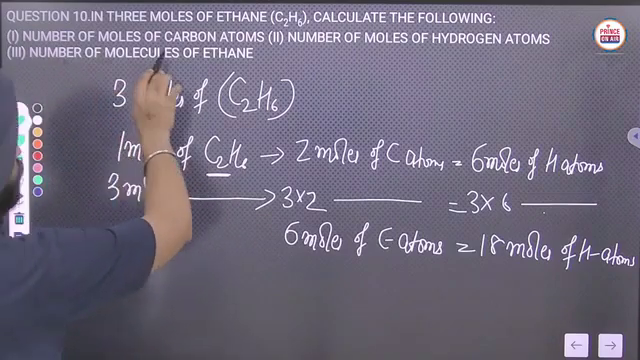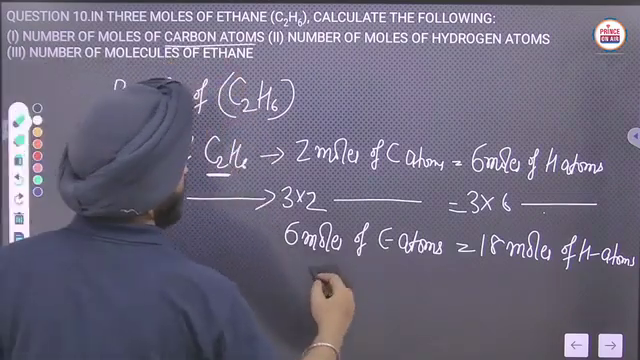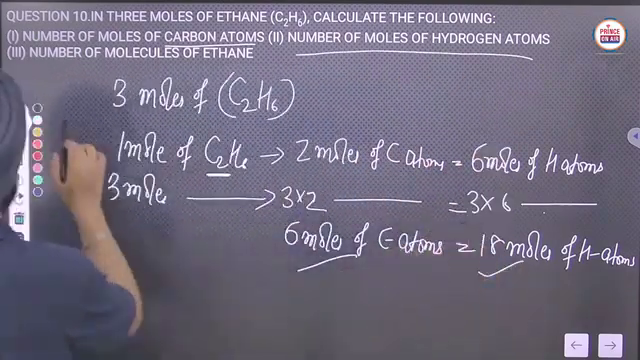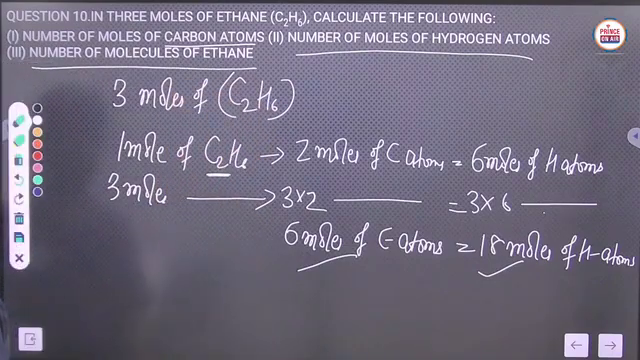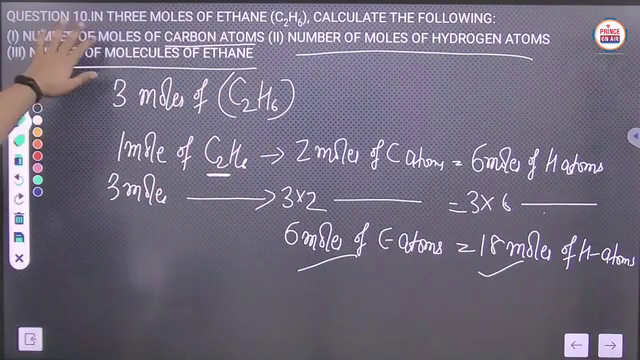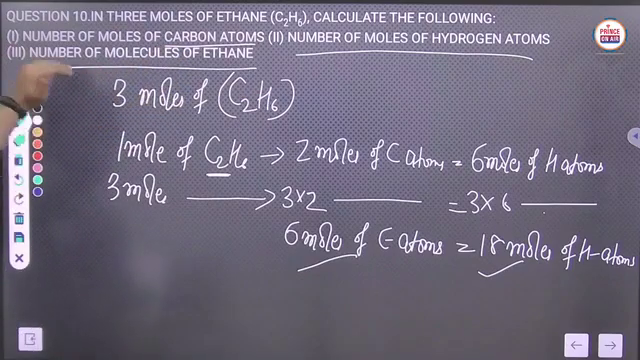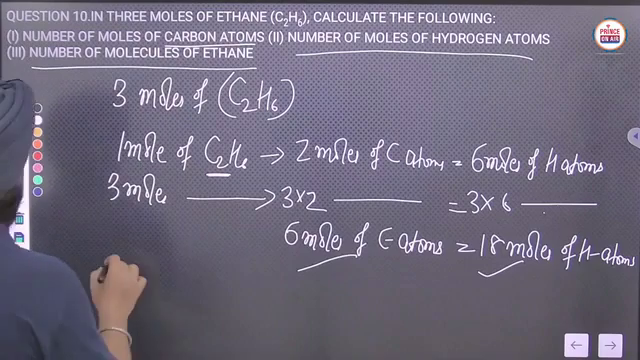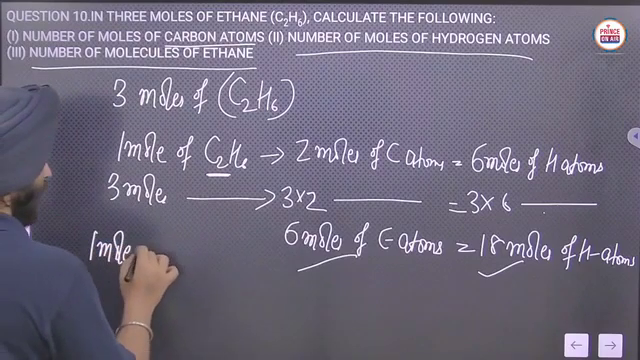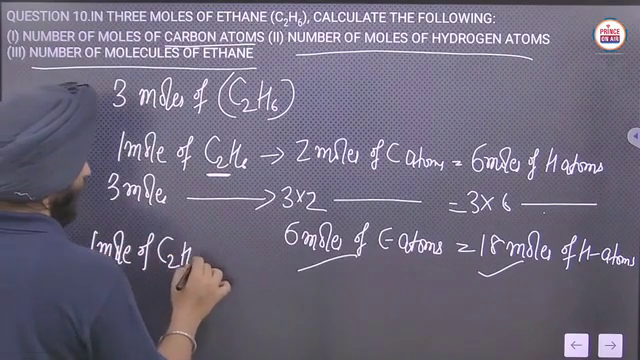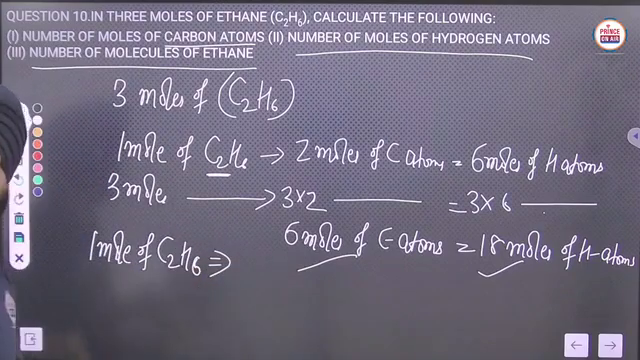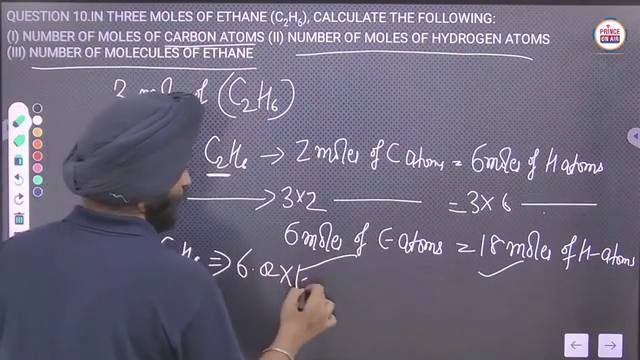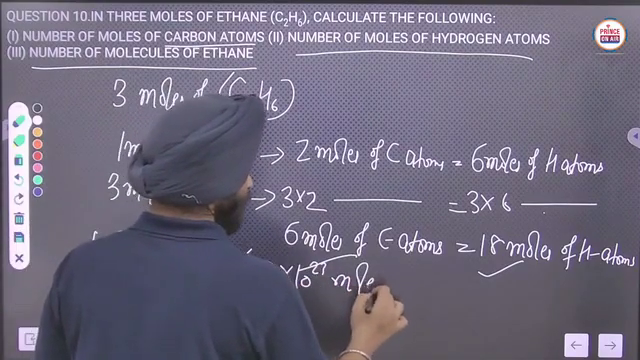So the first question was to calculate the number of moles of carbon atoms. Carbon atoms are 6 moles. Done. Number of moles of hydrogen atoms, 18 moles. That is done. Number of moles of ethane: if we are having 3 moles of ethane, the number of molecules of ethane we have to calculate. 1 mole of ethane will contain how many molecules of ethane? That is Avogadro's number, 6.02 into 10 raised to power 23 molecules of ethane.